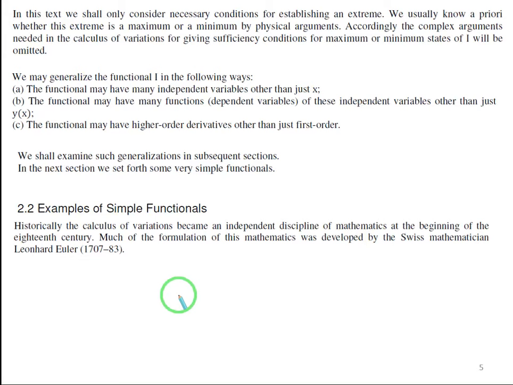Okay, let's continue our lecture. Now I'm going to speak about some simple examples of functionals. I want to speak about some famous problems in functionals.